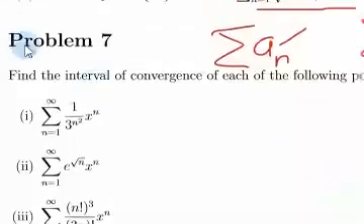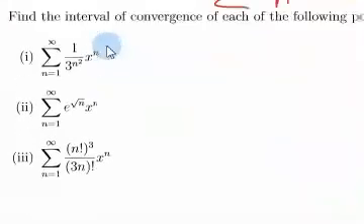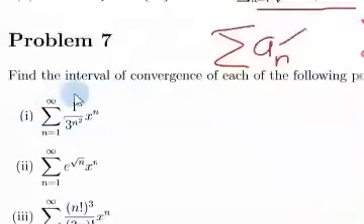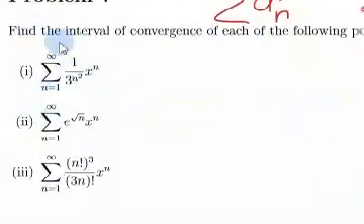So here let's go to the next question, Problem 7, right? Find the interval of convergence of each of the following power series. The first one is this one. It is convenient, I think, to use the fact that here we have 1 over 3 to the power n squared, so you can get rid of one of the n's. By using which test? The root test. So here we use the nth root test.